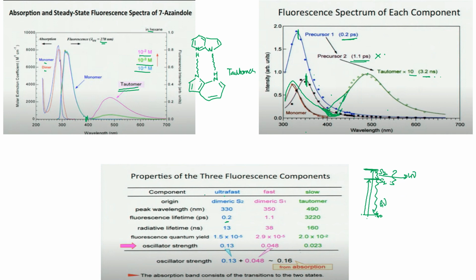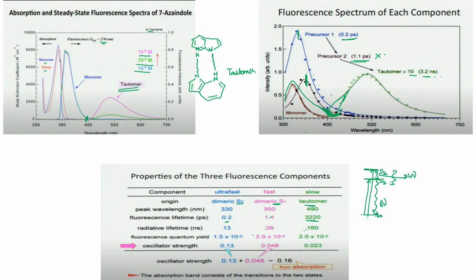Okay. From this whole analysis, you observe three states. There is one ultra fast dimeric state, then there is a fast dimeric S1 state, and then there is a slow tautomer state. For the tautomer case, it has a lifetime that is 3000 times more than the fast process. And for each of these, the total radiative time is 13, 38, and 160 nanoseconds.